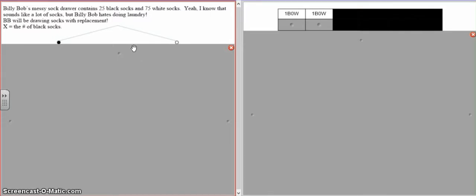So here's the example we're going to be working with. Billy Bob's messy sock drawer contains 25 black socks and 75 white socks. Billy Bob will be drawing socks with replacement. And this is the important part. It's with replacement. The hypergeometric distributions that you looked at before had no replacement. So these binomial distributions have replacement.